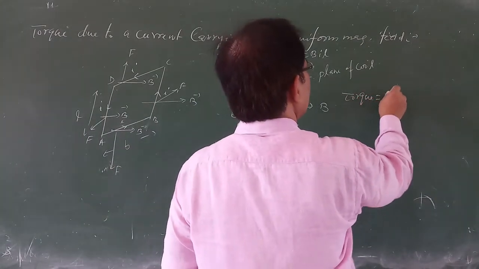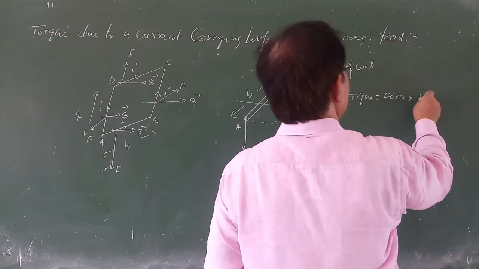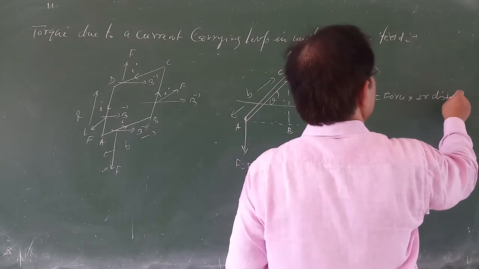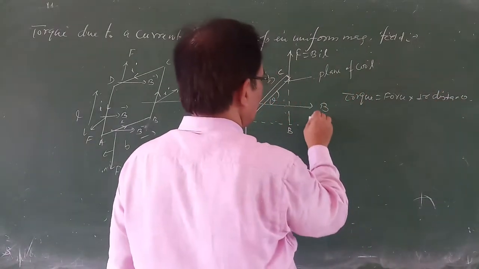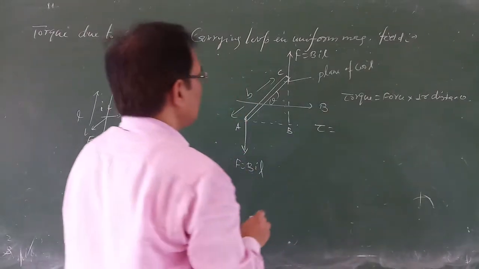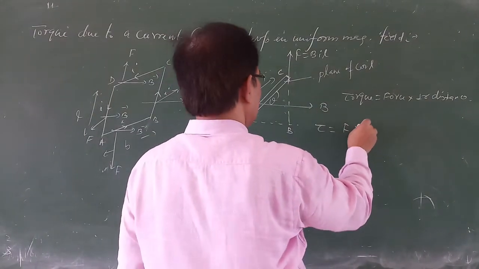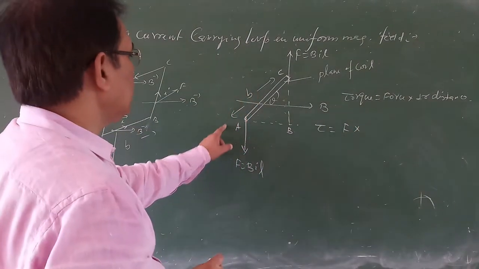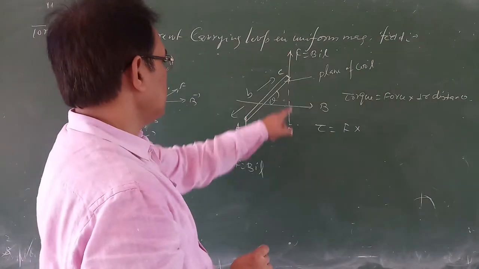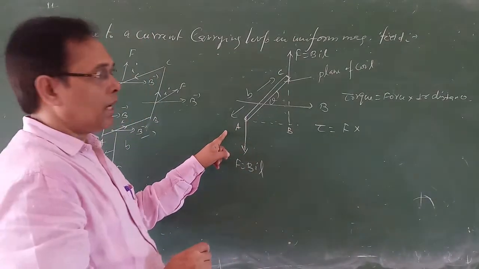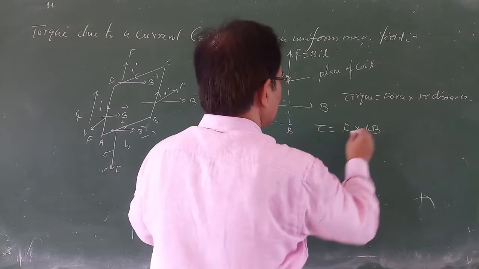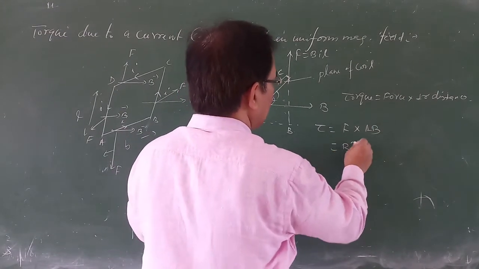Torque equals force into perpendicular distance. So find out torque. Torque equals force F into the perpendicular distance between the two forces, this force and this force. The perpendicular distance is AB, so you can write AB. The force is BIL.